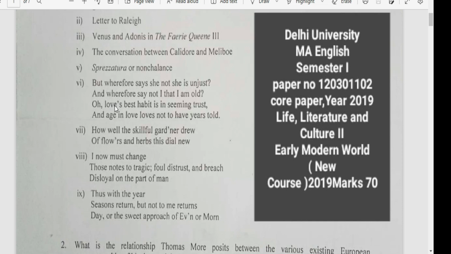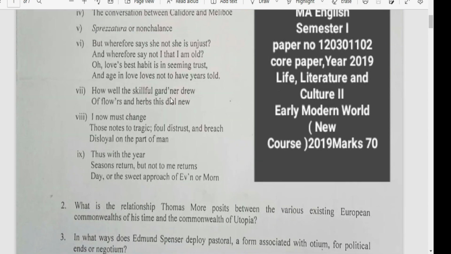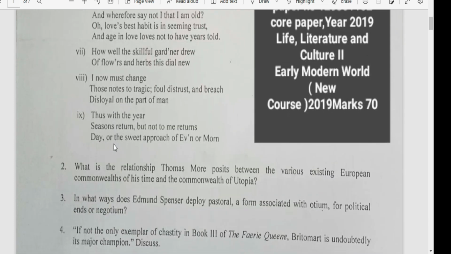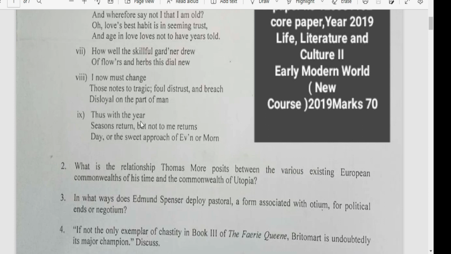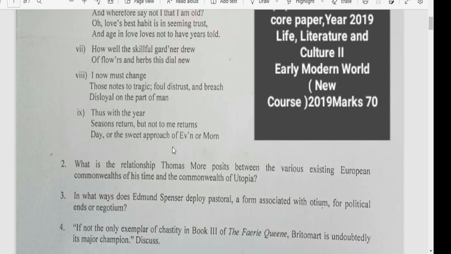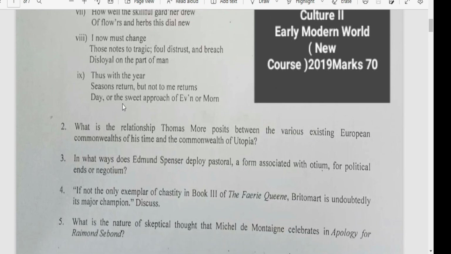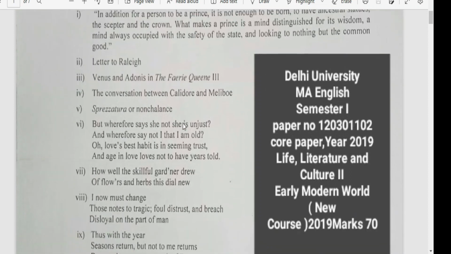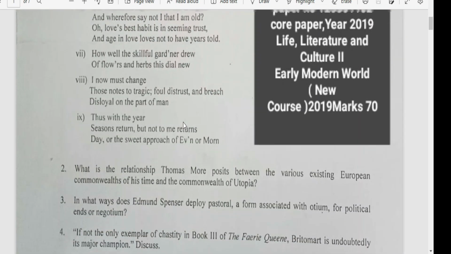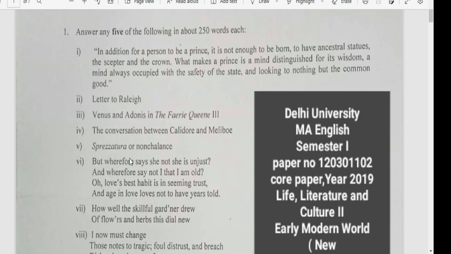Question number 6 is: But wherefore says she not she is unjust, and wherefore says not that I am old? Oh, love's best habit is in seeming thirst, and age in love loves not to have years too old. How well the skillful gods knew of flowers and herbs this dial. I now must change these notes to tragic, foul distrust and a breach disloyal on the part of man. Thus with the year, seasons return, but not to me returns day, or the sweet approach of even or morn.